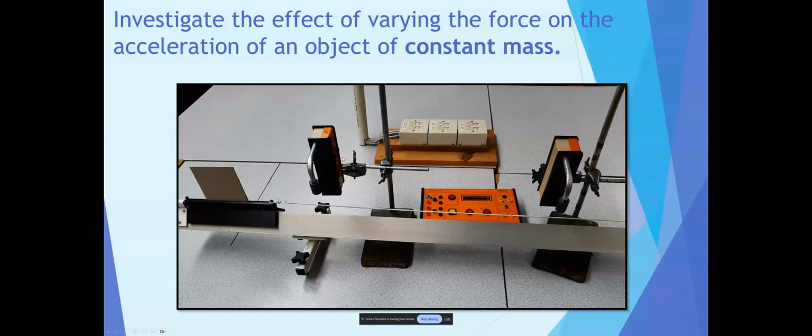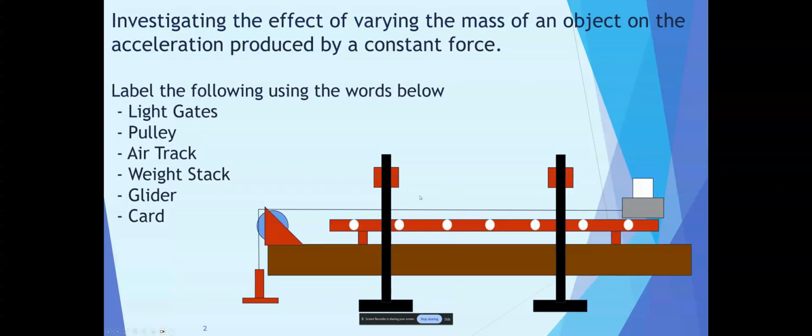So this is the required practical on acceleration. Here you can see the equipment that we used in class. What we've got is a glider on an air track with card on it. And then the card goes through something called light gates, and these light gates measure the acceleration. What we do is add different weights to this string to get it to accelerate at different rates. Okay, and that is the experiment. So let's go into it in more detail.